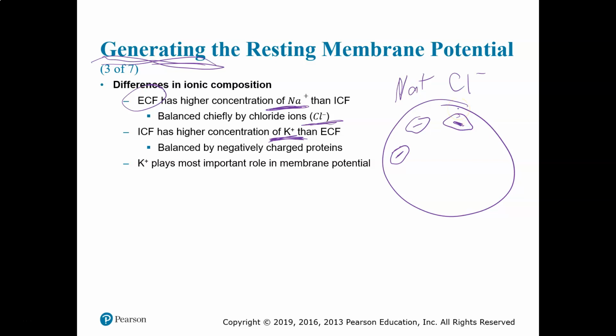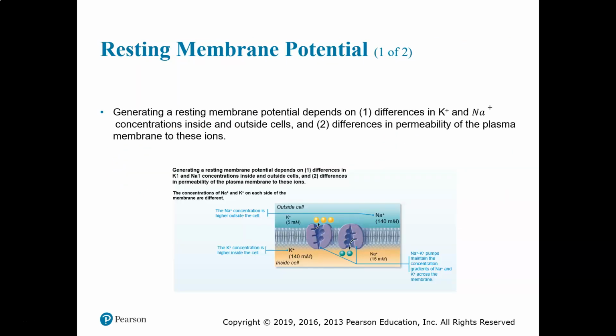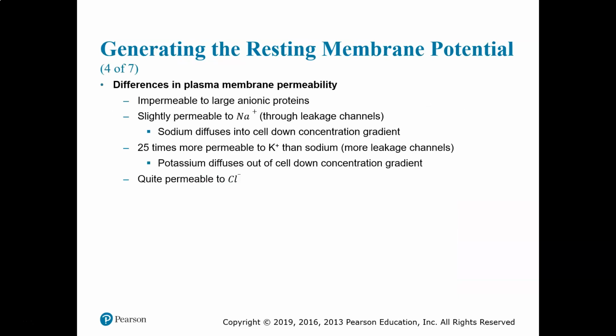And so the only way you're going to change that potential is to bring some positive charges inside. Bring some of that sodium inside, and that's going to change that potential from negative to positive. And the only way you're going to get it to go in the opposite direction is the potassium that's inside moving out. Okay, so potassium is going to be the ion that plays the most important role in membrane potential.